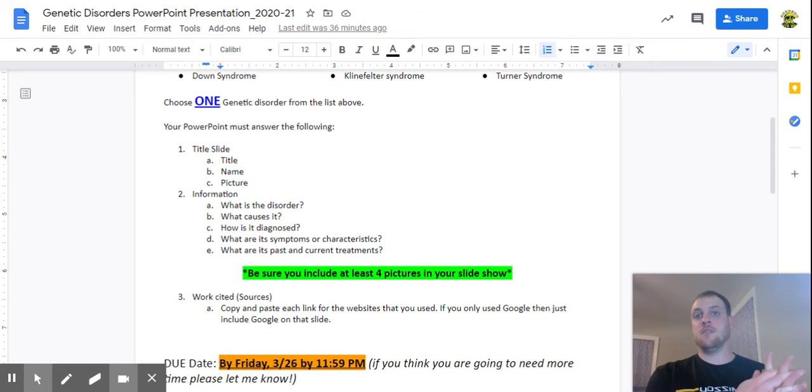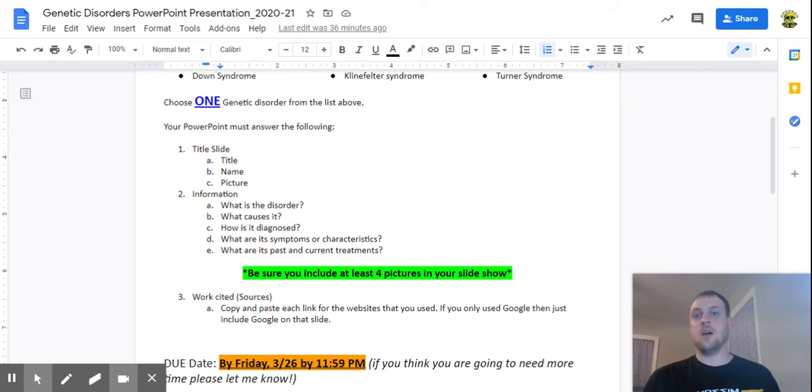In anaphase, did they not separate properly, and that created this genetic disorder? So looking for things like that. What is causing this genetic disorder to become a problem in this individual? How is it diagnosed? Can it be diagnosed when the person is an infant, or even before they're born?